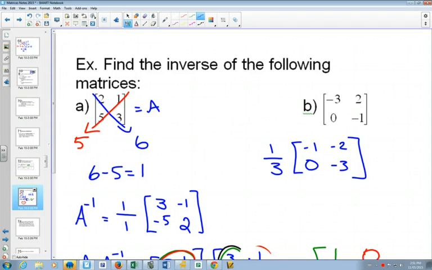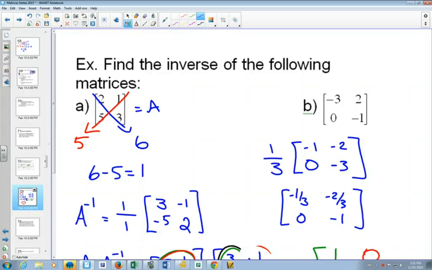And there's our inverse. Now you could, if you wanted to, because that's a scalar out in front, multiply that through. So you could write it either like this, or you'd have -1/3, -2/3, 0 still, and then -1. And that would show up.